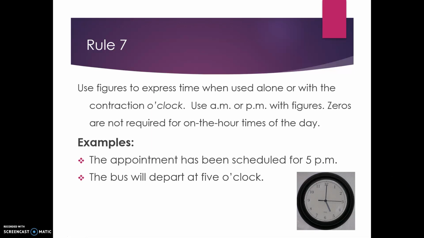Rule 7. Use figures to express time when used alone or with the contraction o'clock. Use AM or PM with figures. Zeros are not required for on-the-hour times of the day. Side note, remember AM and PM are small a period, small m period, or small p period, small m period.